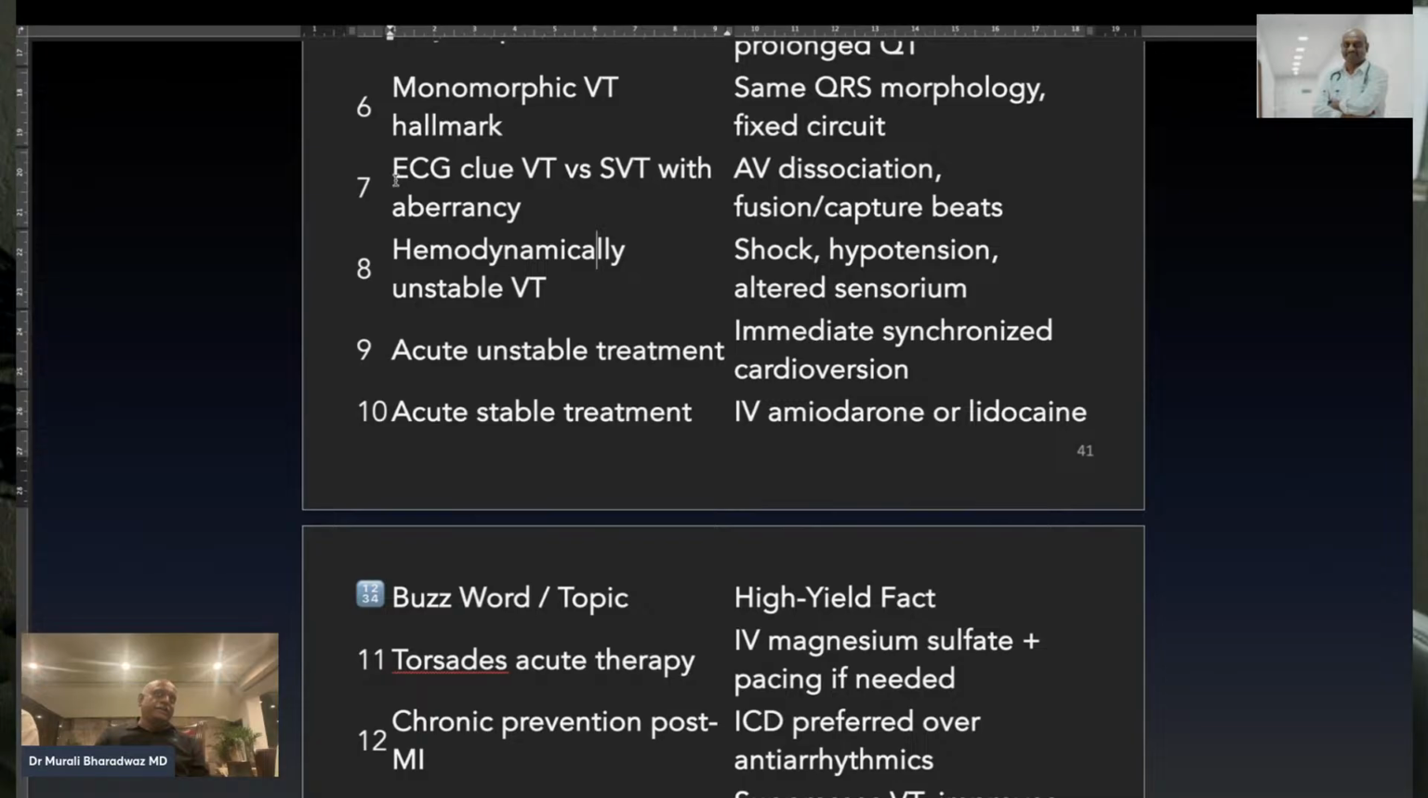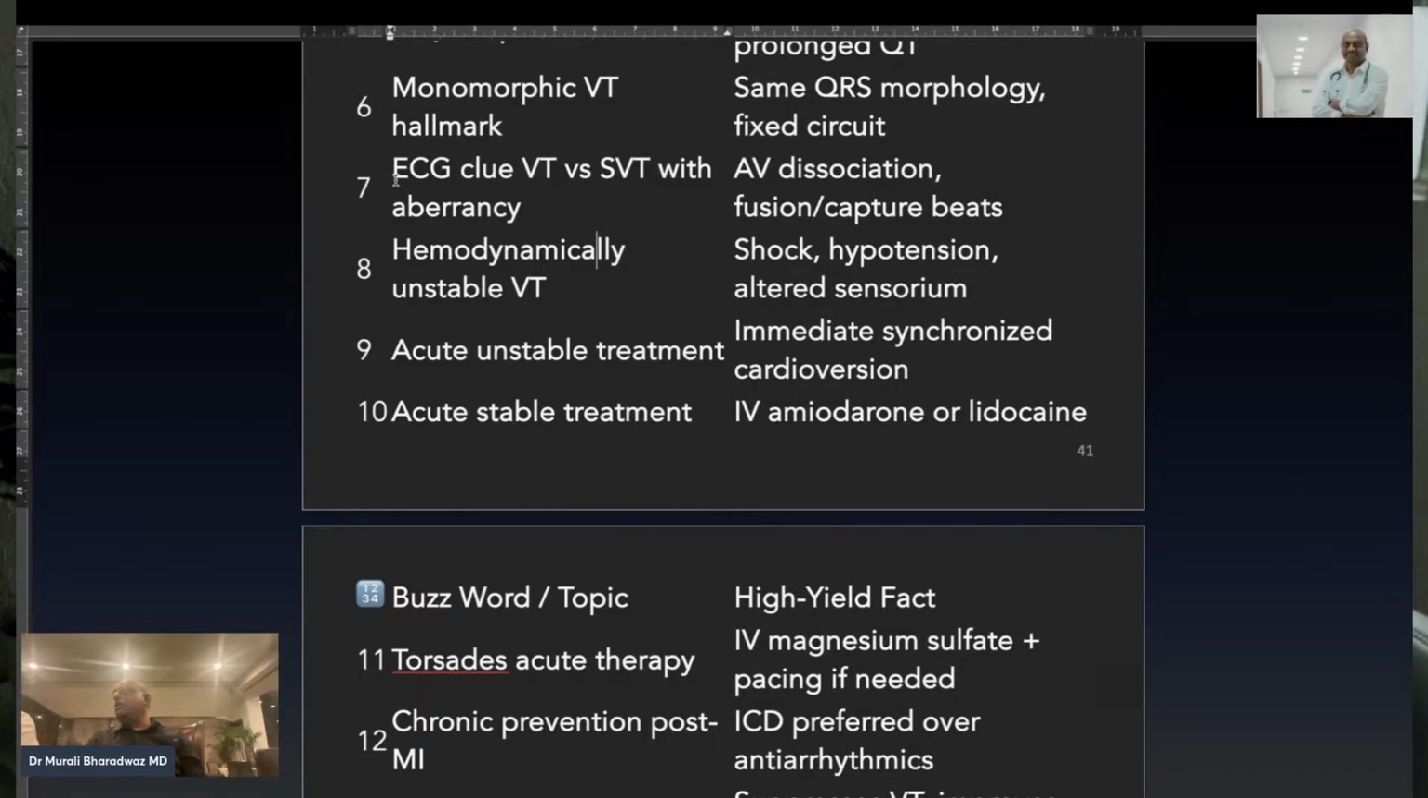Okay, sir. So fusion beats or capture beats will come in VT. First, if hemodynamically unstable VT, you have to treat by shock. Hypotension, all these if present, you call it unstable. The treatment for unstable is shock cardioversion, delivering 200 joules.